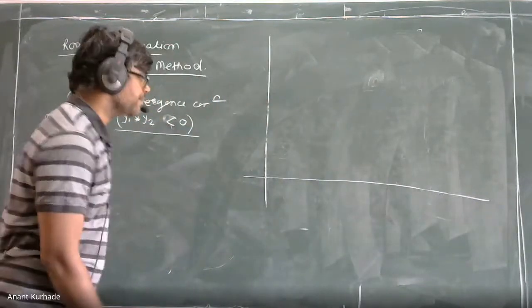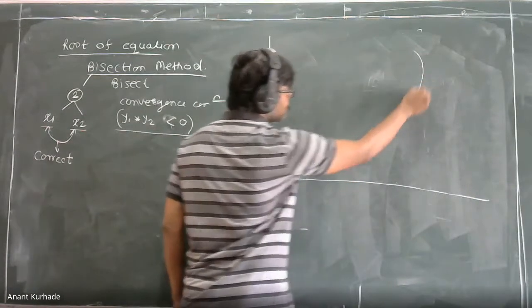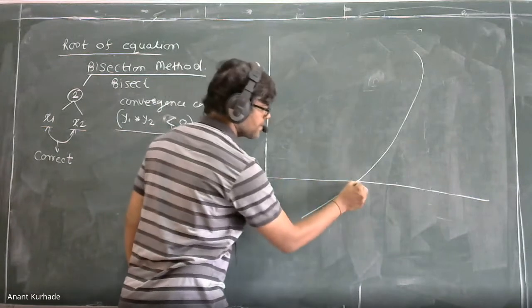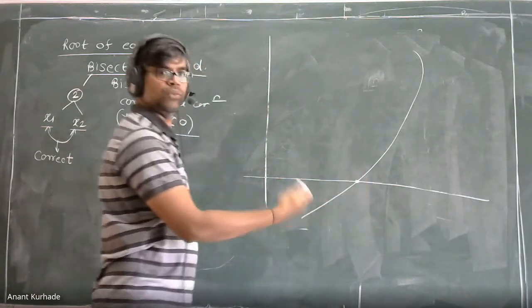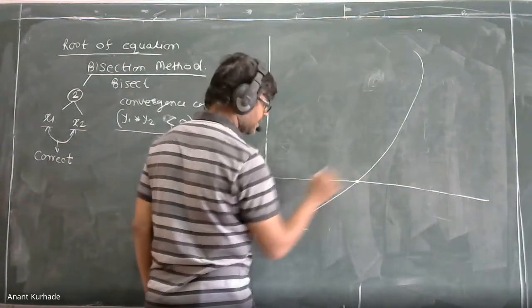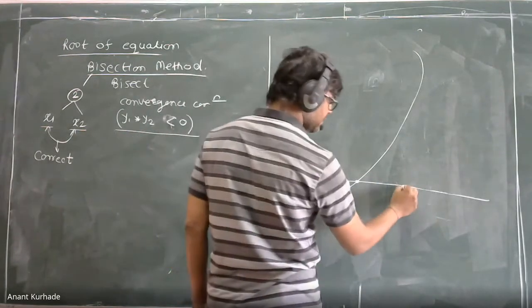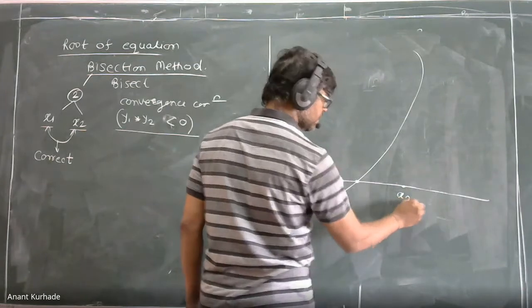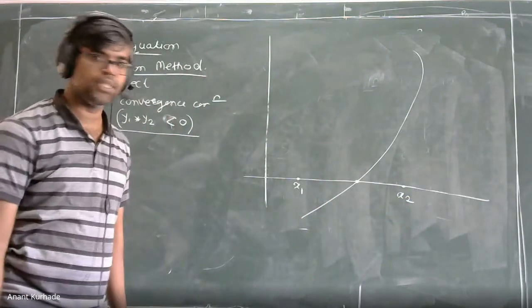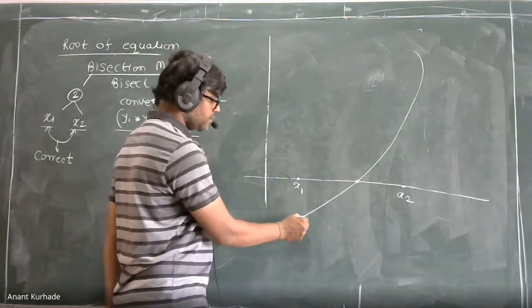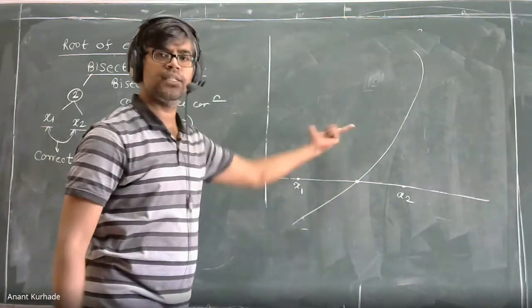I will draw this. Yes, these two are correct, meaning one is towards the left and one towards the right. This is x1, and say this is x2. Then we can check the convergence condition, or say y1, y2. Yes, here the product is less than 0.